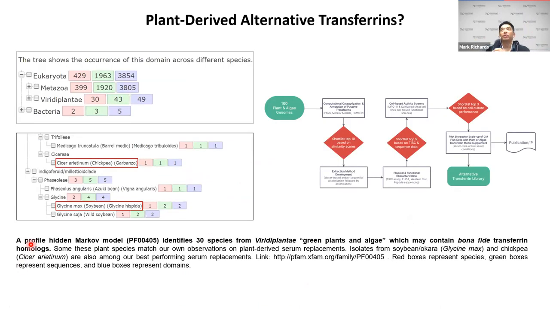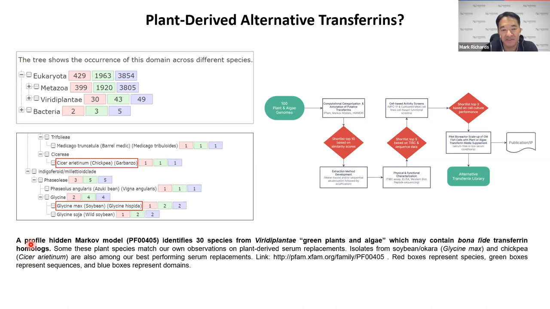So apart from albumin, the other serum protein, which is at very high concentrations, is transferrin. And transferrin and albumin are present in serum at probably about 10 to the 3 or 10 to the 5 times higher concentrations than your average growth factor. So can we also derive alternative transferrins from plants or algae?